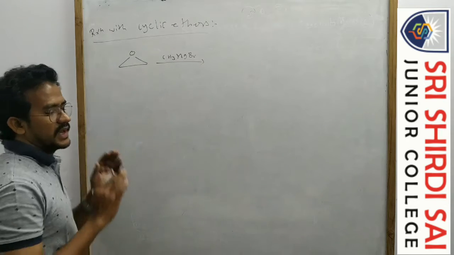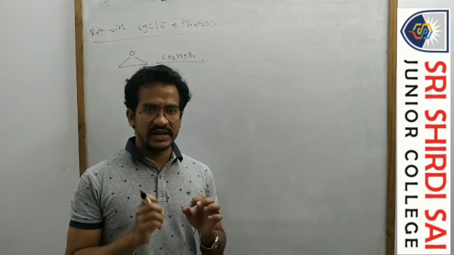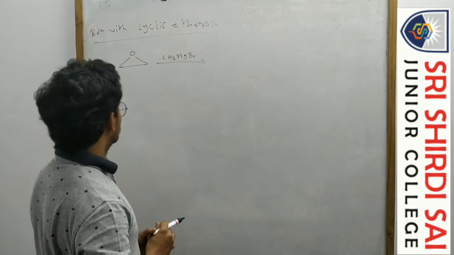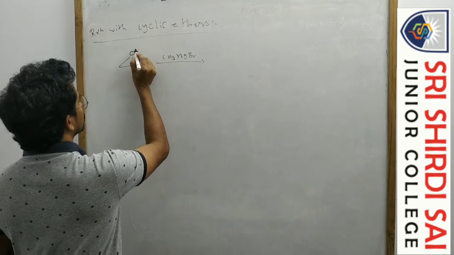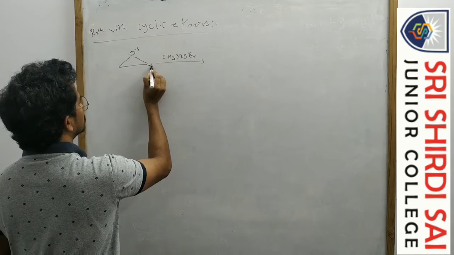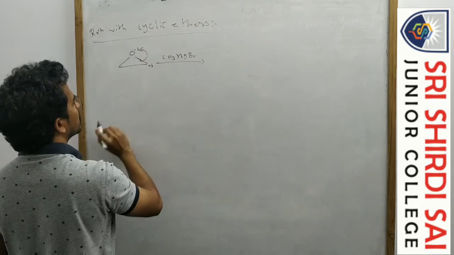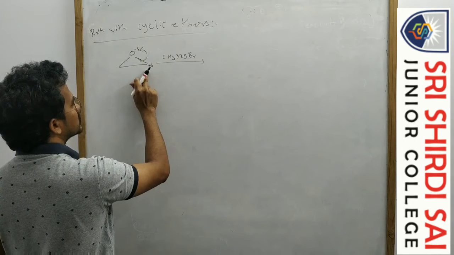So actually here this cyclic ether is a strained compound. It is a very unstable compound. Remember, the ring is unstable due to angle strain. So here there is a negative charge and here a positive charge. By the breaking of this bond, this carbon carries a positive charge.